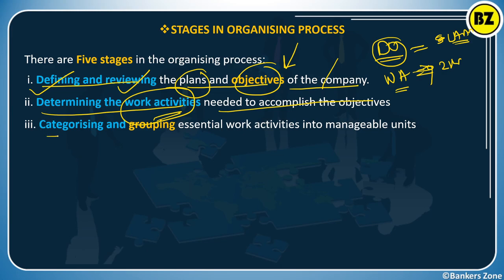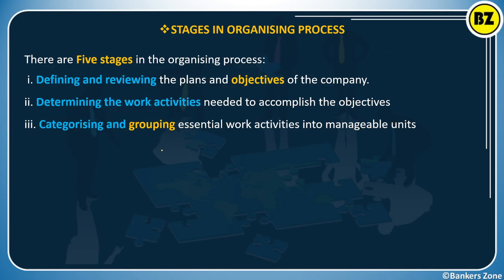Next, categorizing and grouping the essential work activity into manageable units. So you will make categories and groups. How? For example, daily I will study 1 hour the compulsory paper, 1 hour the elective paper. That means you are categorizing yourself, you are grouping something, right? So this is the part of categorizing and grouping the essential work.